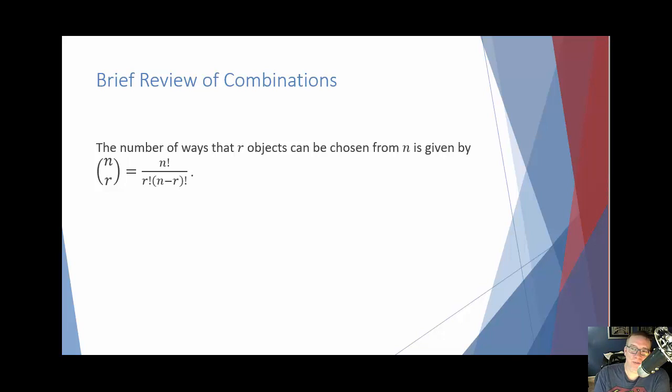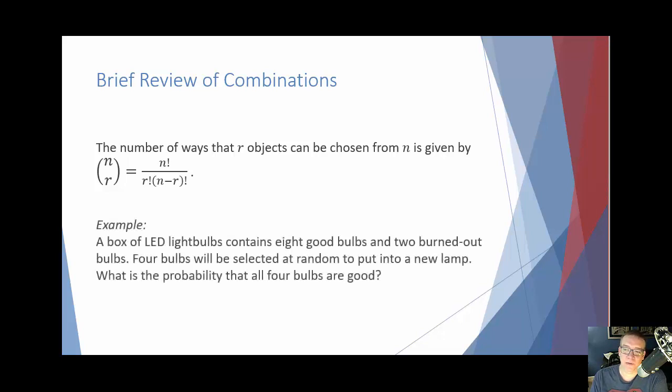Okay, so let's do a real brief review of combinations. You should have seen this at some point, but the number of ways that r objects can be chosen from n is given by n choose r. That's how this is read, n choose r, or the combination of n objects taken r at a time. And this is equal to n factorial over r factorial times n minus r factorial.